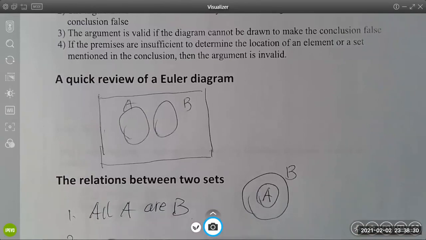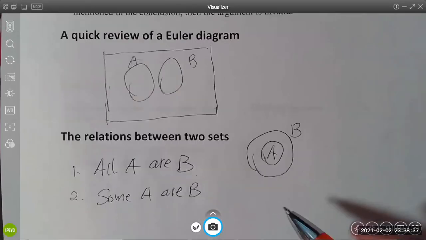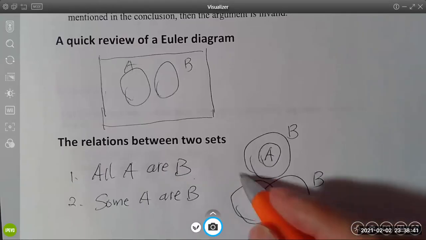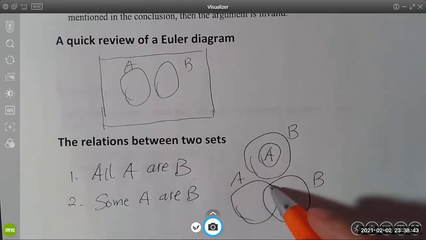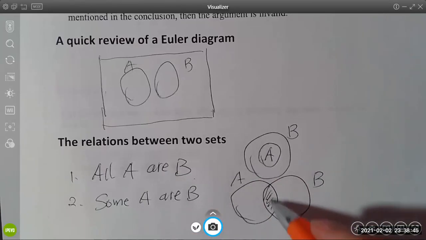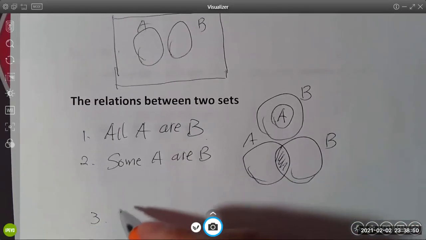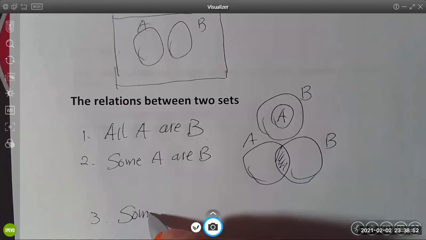Now the second one, number two, some A are B. That means this is the B, this is A. They are talking about this part of A. Some A inside B, some A are B. Number three, some A are not B.